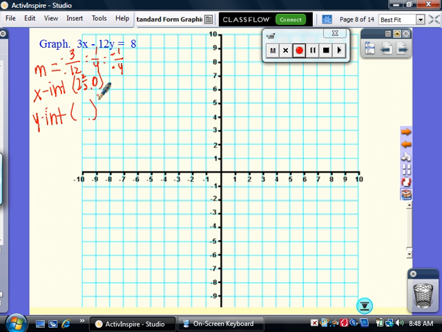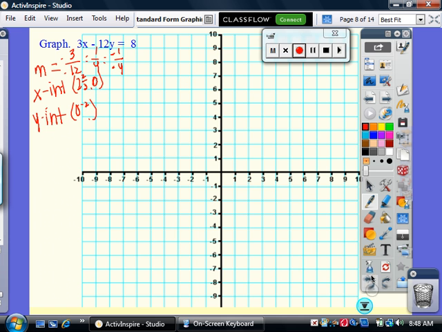And the y-intercept is? -2/3, right. And that reduces from 8 over -12 because 4 will go into both of them. Alright, so it's fractions everywhere. Fractions everywhere, so let's see what we can do.